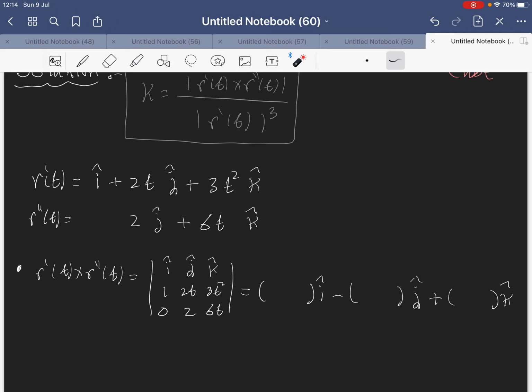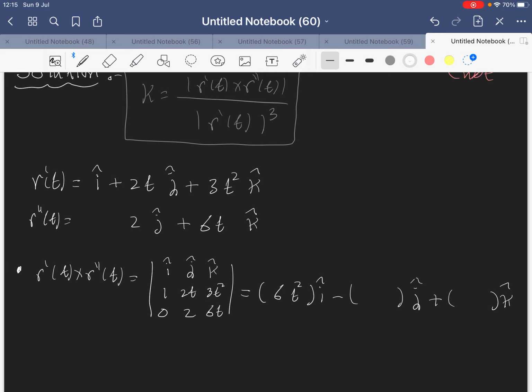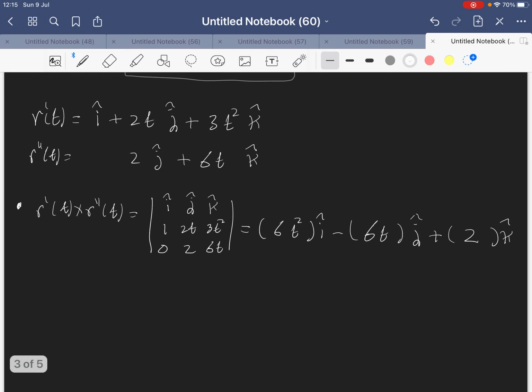So here it will be 12 minus 6, it will be 6t squared. Next, for the j, we cancel the row of j, column of j, and we find the determinant, it will be just minus 6t. And finally, we cancel the column of k, the row of k, and it will be just 2. That's what we will get for the cross product.